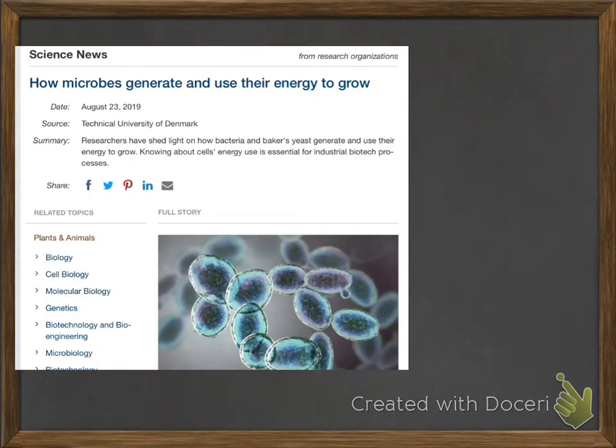I'm going to start with that pre-reading, and I'm going to look at the title to start with, How Microbes Generate and Use Their Energy to Grow. Now, because I'm your biology teacher, I know all the words in that sentence, but you might not. You might not know exactly what the word microbe means, and you might not be sure what the word generate means. When you're not sure about what a word means, even if you think you can probably get it from context, you should probably circle it for a lookup.